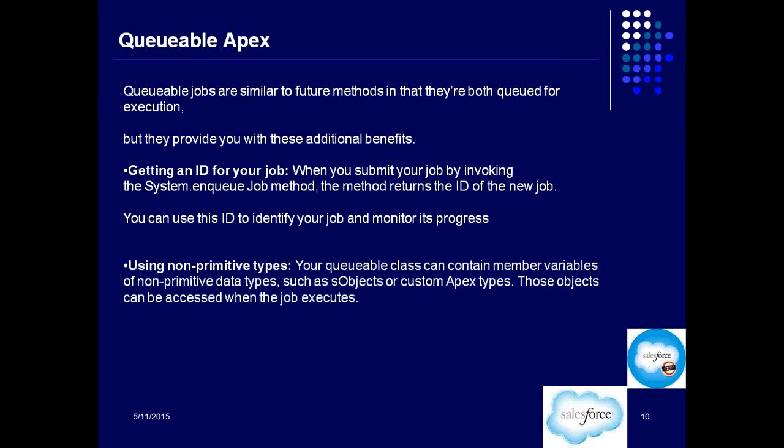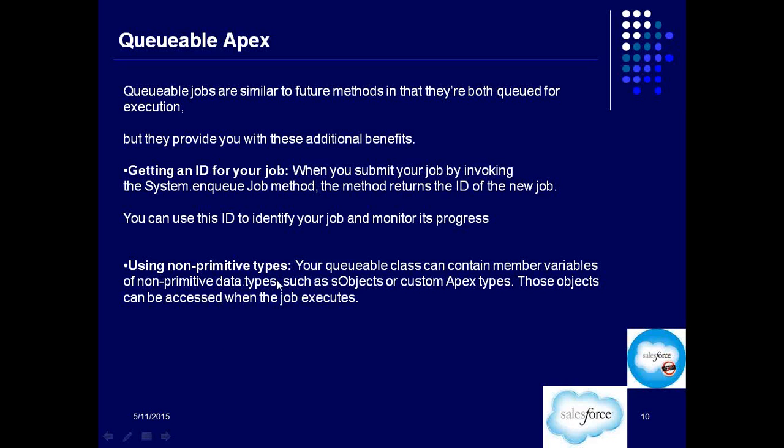The second advantage with Queueable Apex is using non-primitive data types. With Queueable Apex, you have the option of using non-primitive data types also. Your Queueable class can contain member variables of non-primitive data types. Because this is a class, it is not a method where you have to pass the parameter as an SObject or something. It's a class, so inside the class you can use non-primitive data types as member variables. You can define your own SObject variables also.